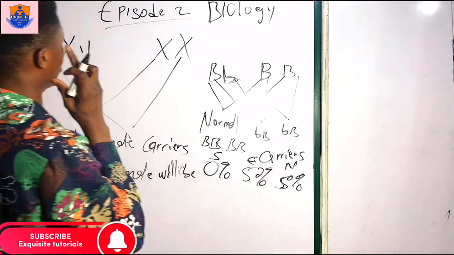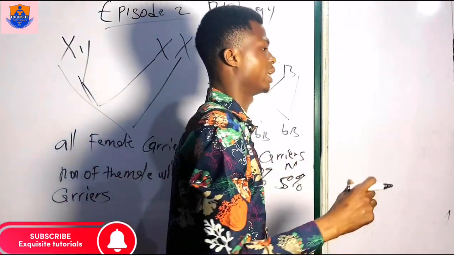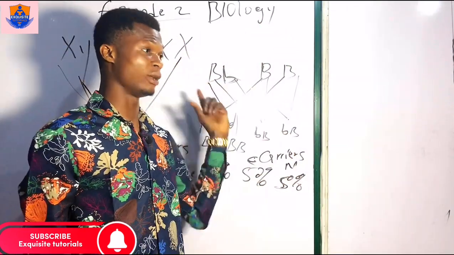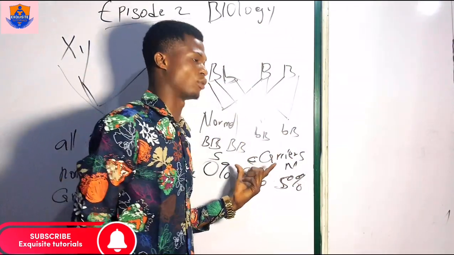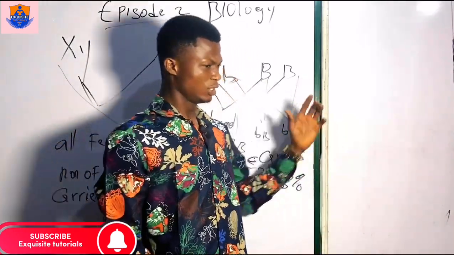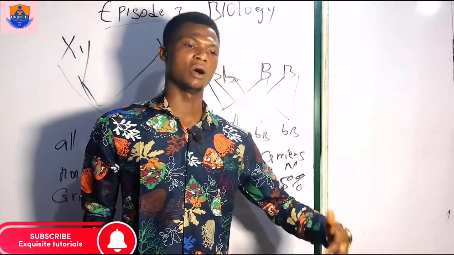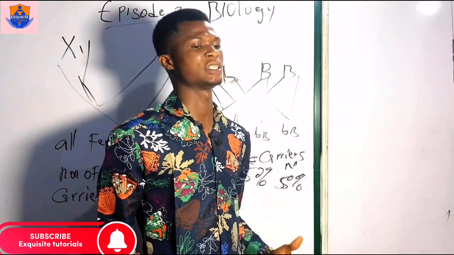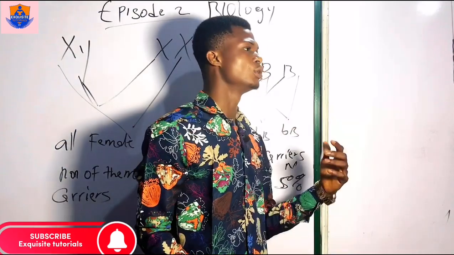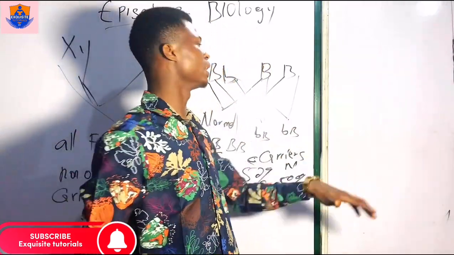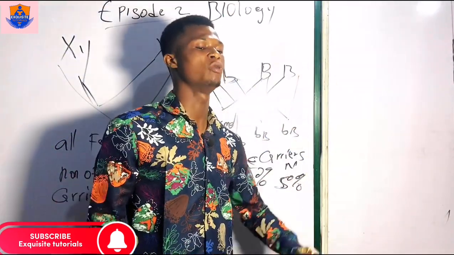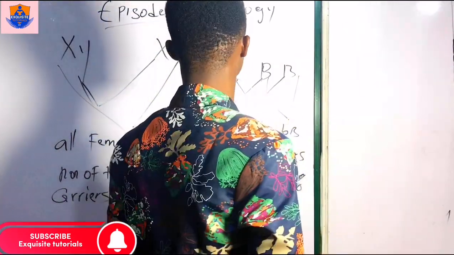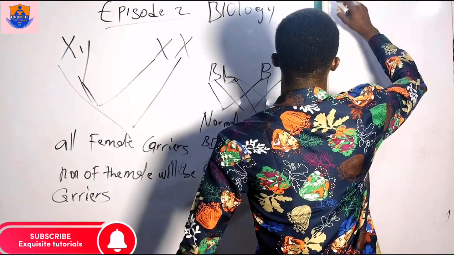Because there's a question like that I saw in one of the UNIBEN past questions that said, if a male who is a carrier of colorblindness marries a normal female, what percentage of the female children will be carriers and what percentage of the male children will be normal? Now, the answer is that all the females will be carriers while all the males will be normal. Don't forget.